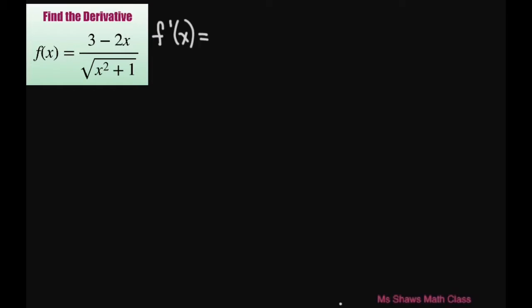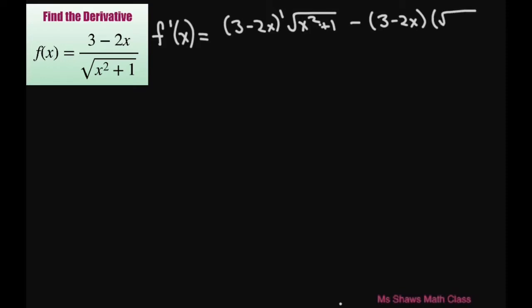Take your numerator, and we're going to differentiate that, times your denominator. Then you subtract your numerator times the derivative of your denominator. So that's x squared plus 1, and I just put these prime marks. And then you're dividing by your denominator, but you square it.